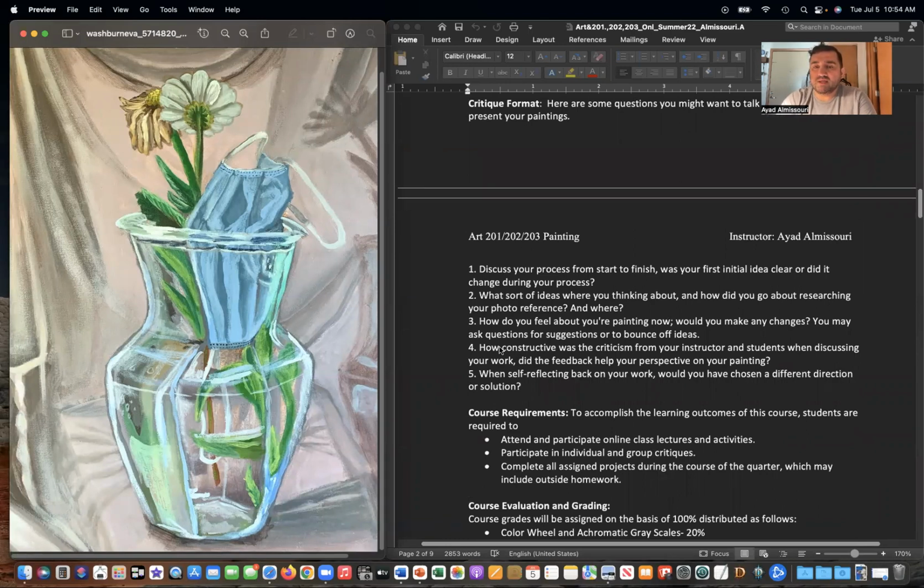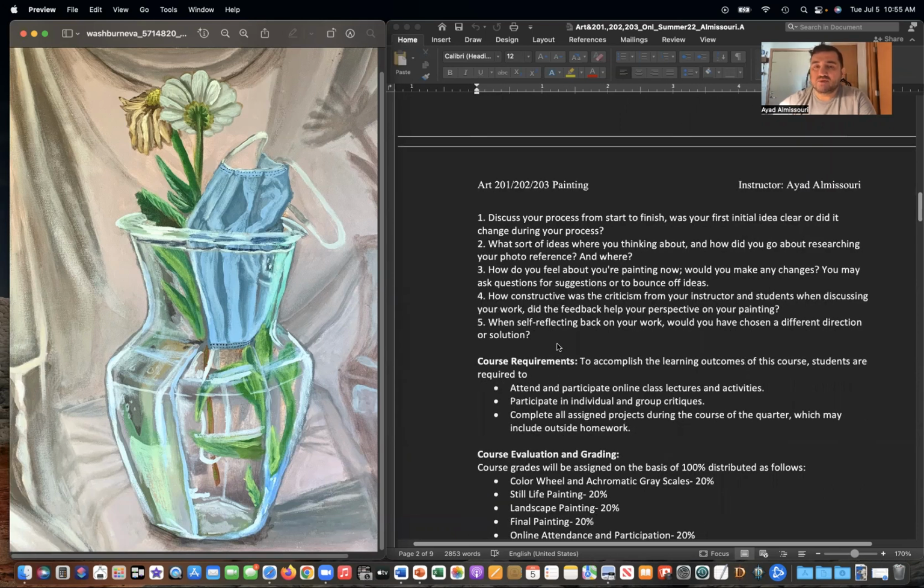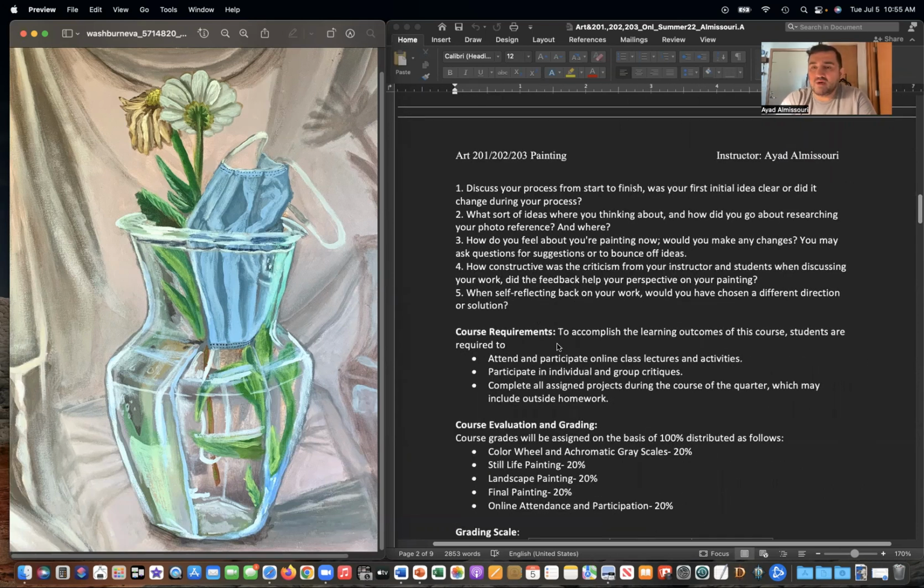Remember to discuss your process from start to finish. Was your first initial idea clear, or did it change during your process? What sort of ideas were you thinking about? And how did you go about researching your photographic reference and where? How do you feel about your painting now? Would you make any changes?